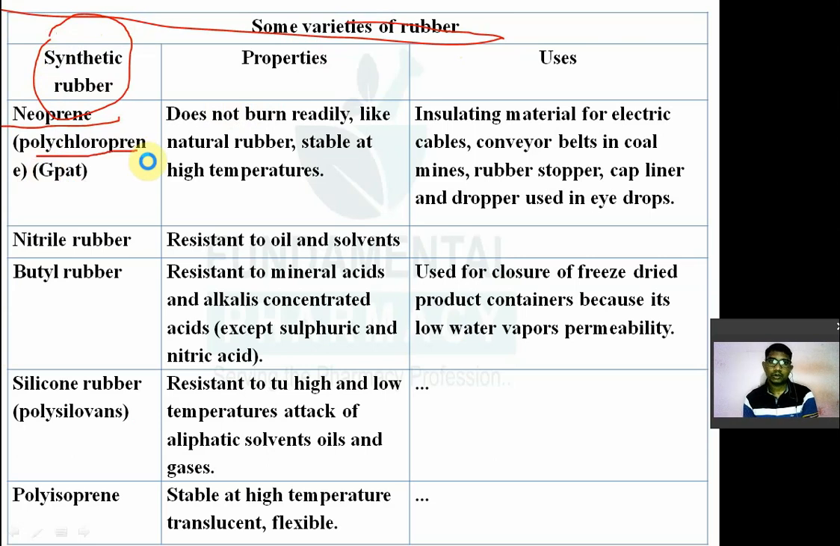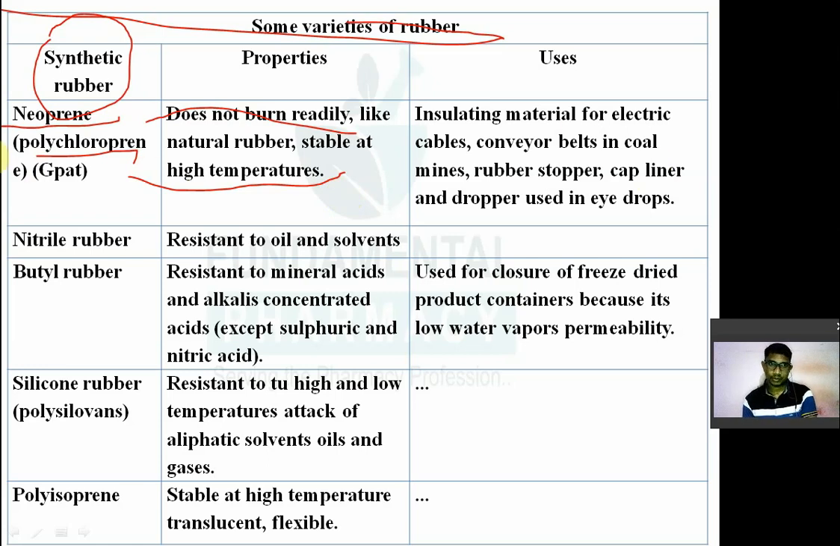Neoprene rubber is a polychloropene. Okay. So what is the property? Do not burn readily like natural rubber. Stable at a high temperature. So it is a high temperature के ऊपर भी stable रहता है. So that's why whatever the closures are there, they are made up of it. So it can withstand a high temperature.